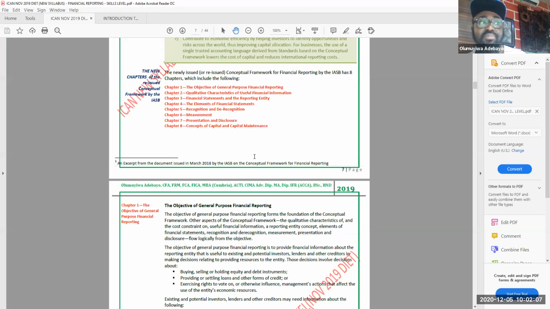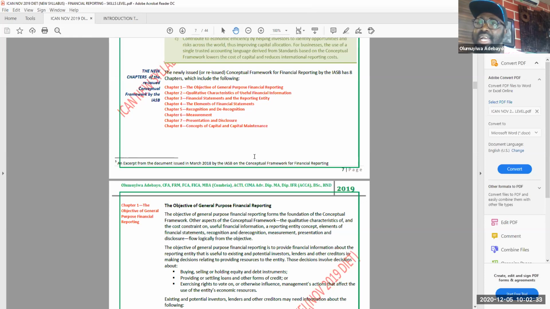And chapter 6 talks about how we measure those elements in a financial statement, especially with respect to assets and liabilities. The other aspect is the presentation and disclosure requirements in financial statements, which borders on chapter 7. And the final chapter will take us to understanding and appreciating the concept of capital and capital maintenance. These are all what we are going to discuss as we move on.